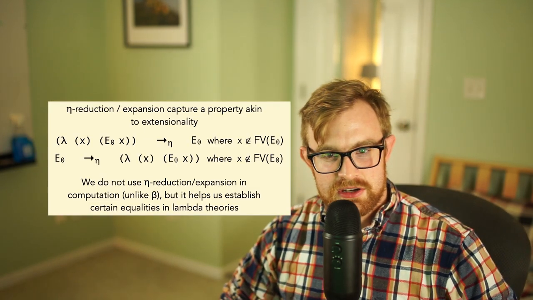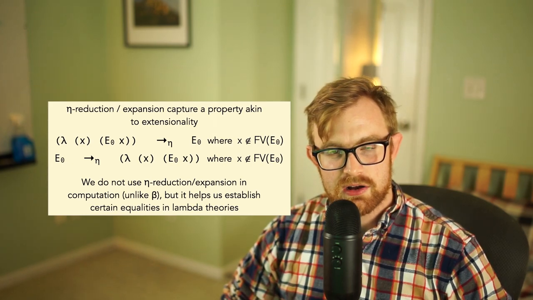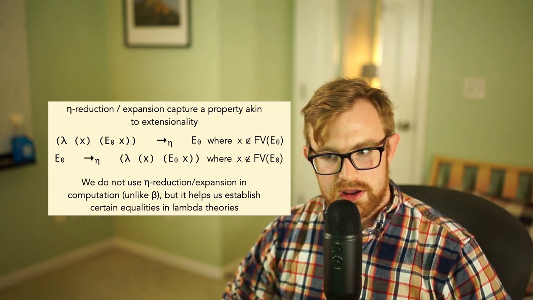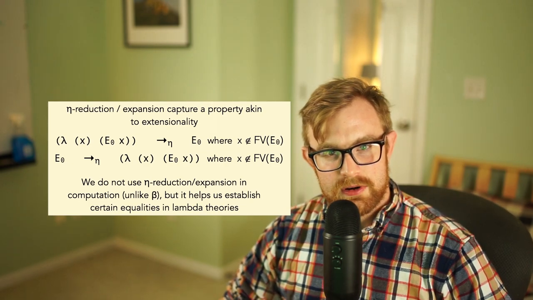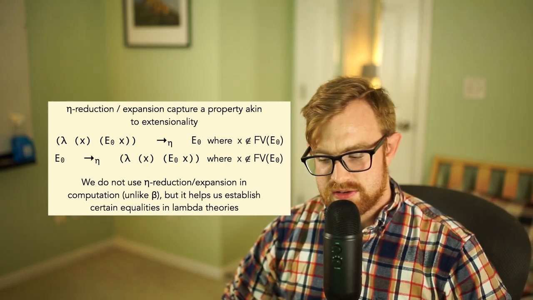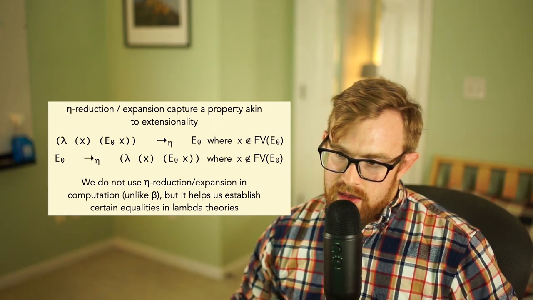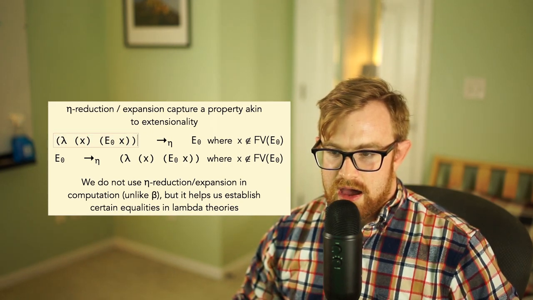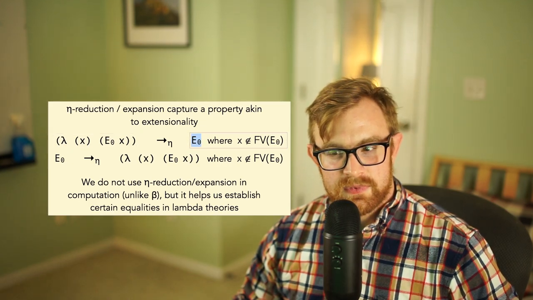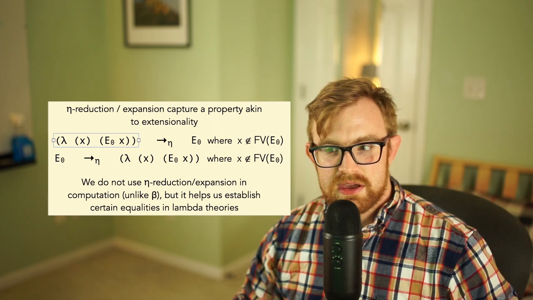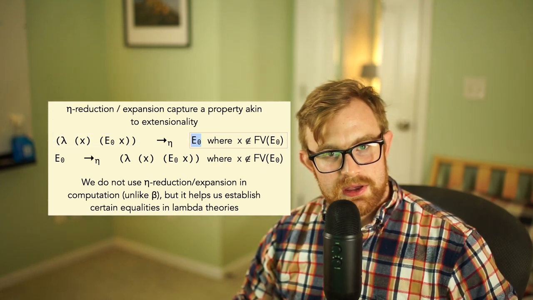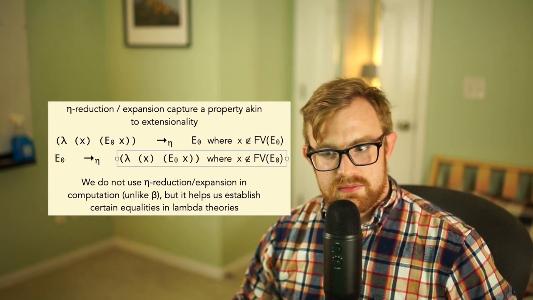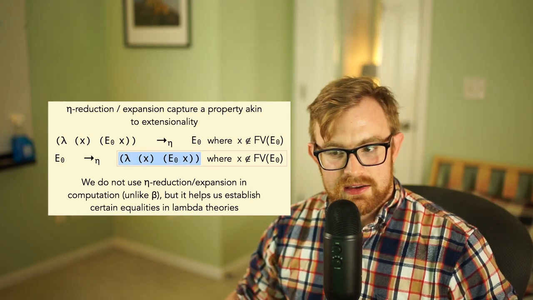All right, and last, I should mention that there's one more conversion in the lambda calculus. Along with alpha renaming and beta reduction, there's also what's called eta reduction or expansion. And this captures a property akin to function extensionality in normal mathematics. So eta reduction says that if I have lambda x. e0 x, I can eta reduce that to e0. So if I have something wrapped in a lambda and immediately apply that lambda to e0, I can just replace that with e0. Other times, if I have an e0, I can always replace that by wrapping it in some lambda x. e0 x.